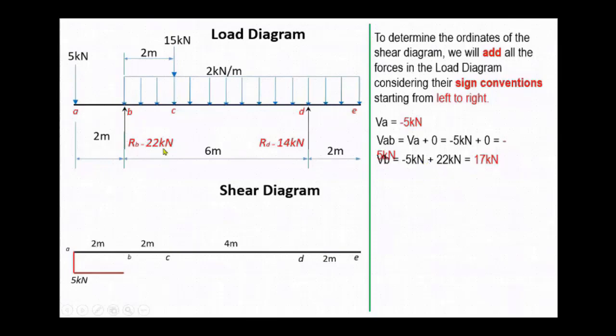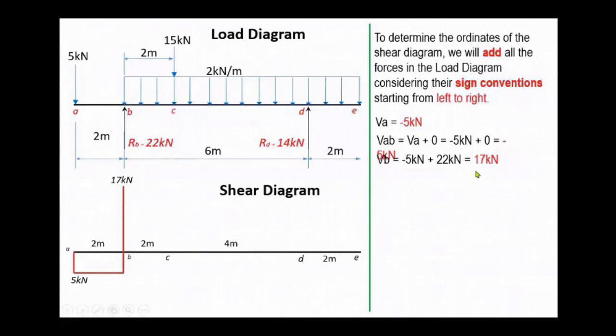So negative 5 plus 22 equals 17. Now at point B, we will draw a straight line up to 17 kilonewton above line AE, since it is positive.